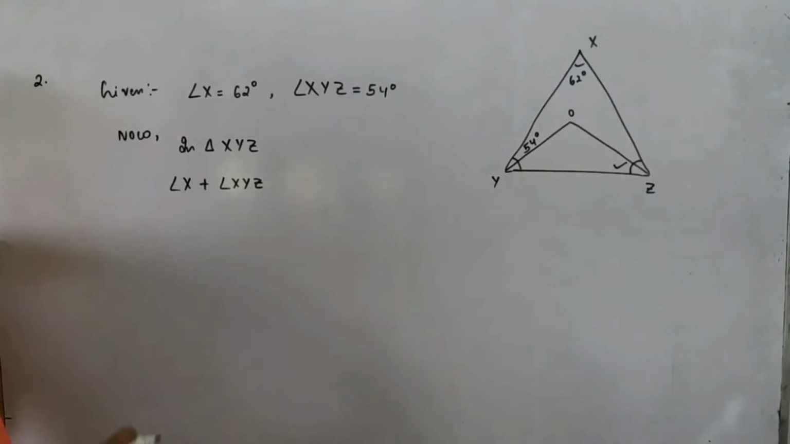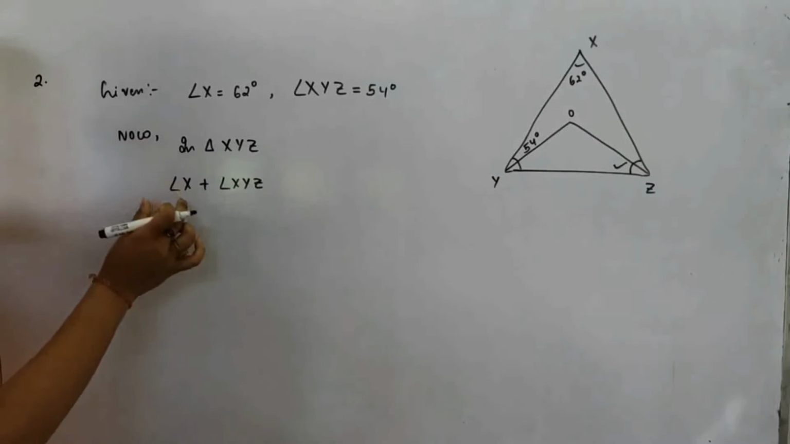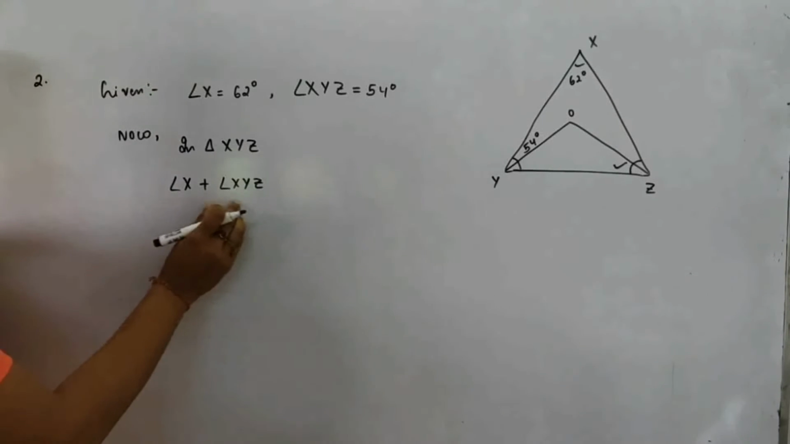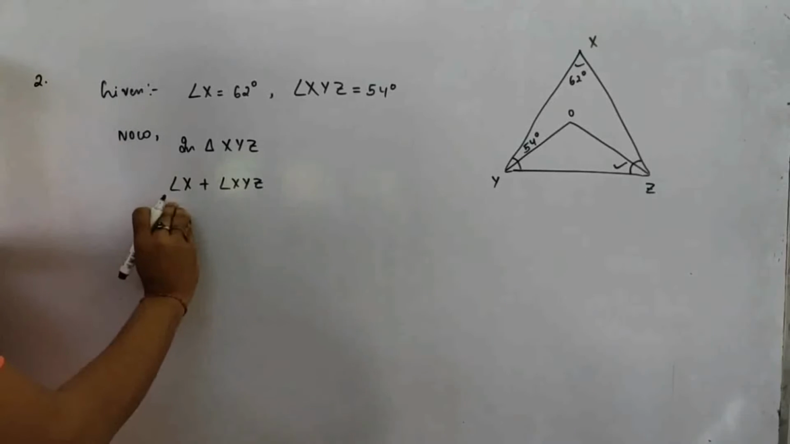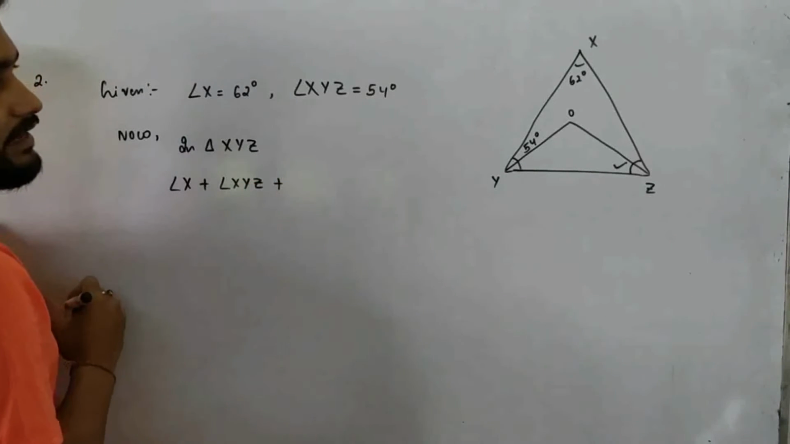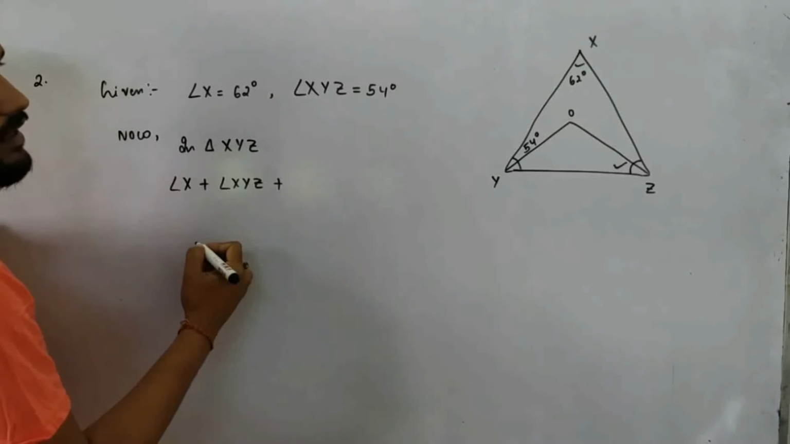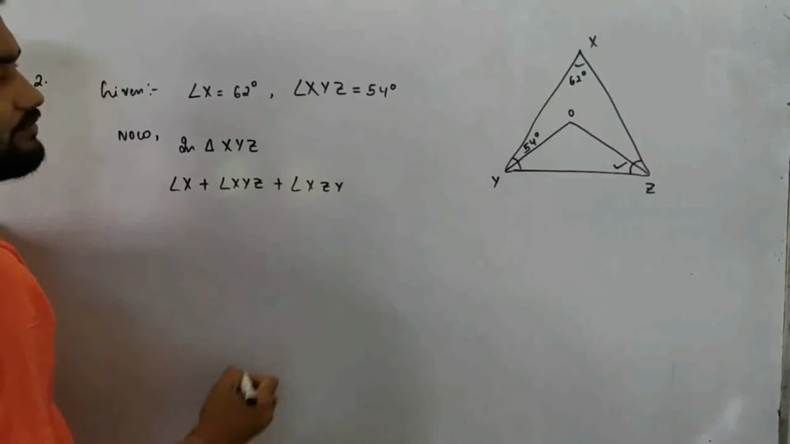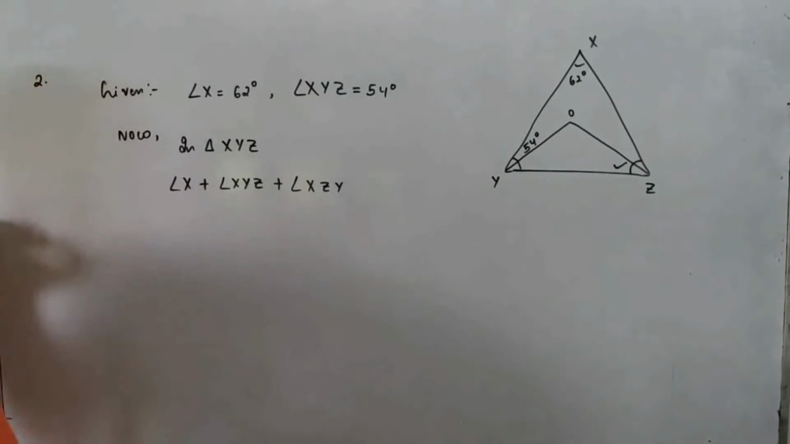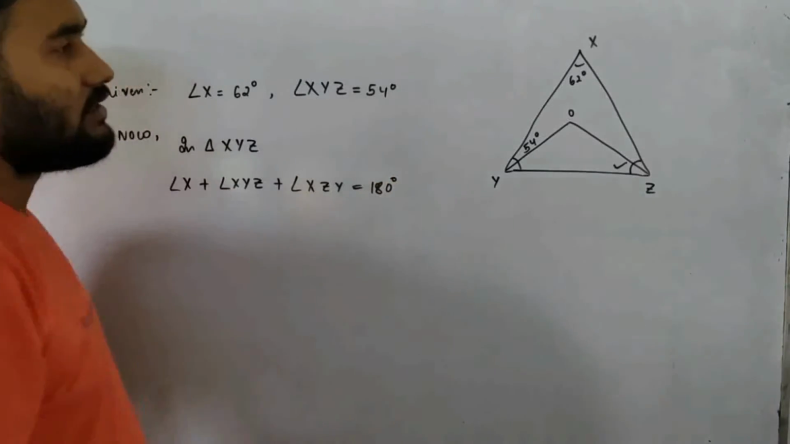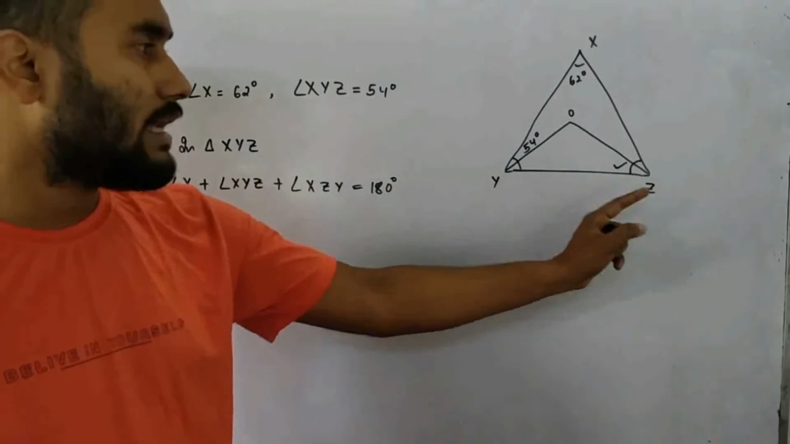This is the full name. If you want, you can write over here also the full name. No problem, but don't write over here the short name. You have to write over here the full name. Over here it's up to you, full name, short name, totally up to you. Plus angle XZY. So if I add these 3 angles, how much will we get? 180 degree. This angle XYZ plus XZY.